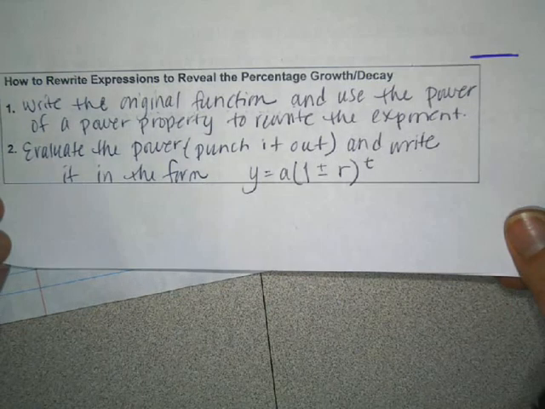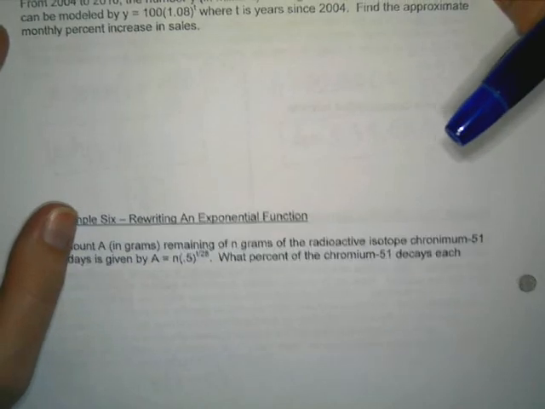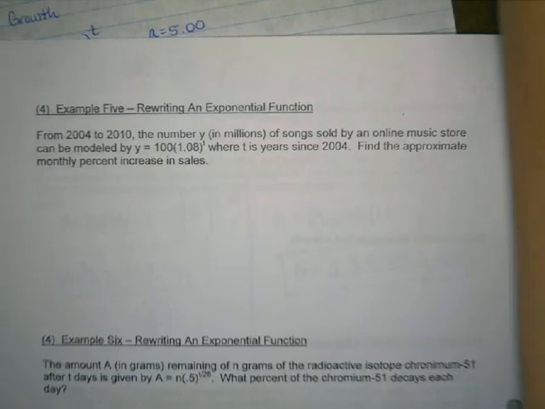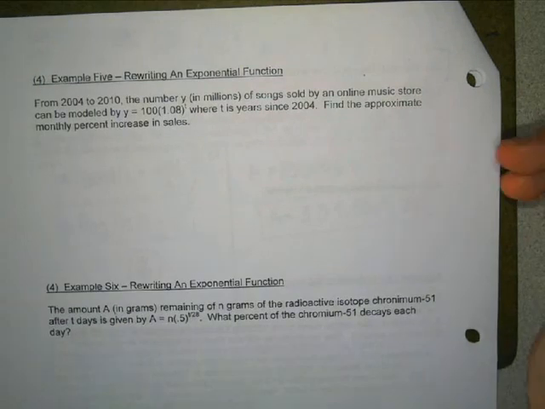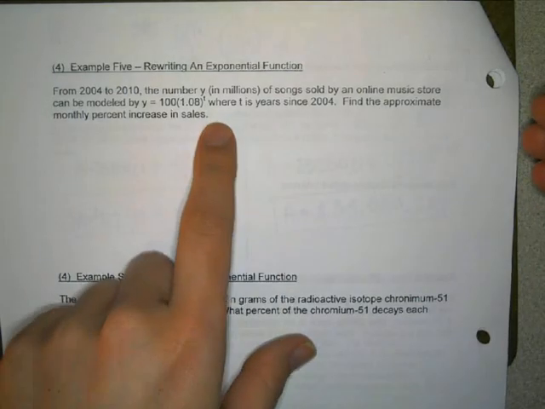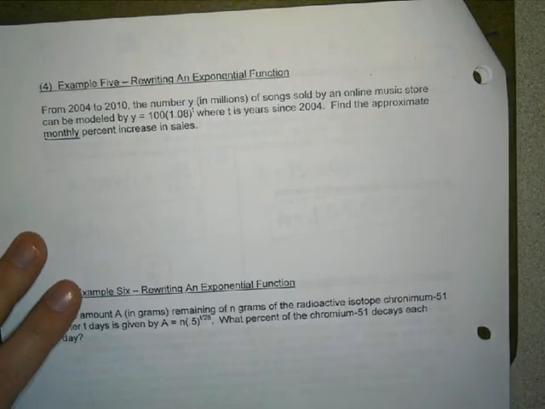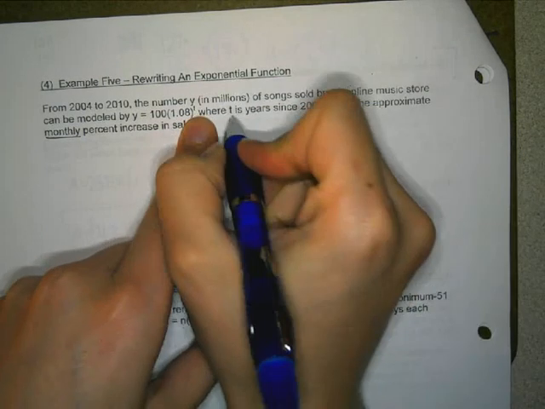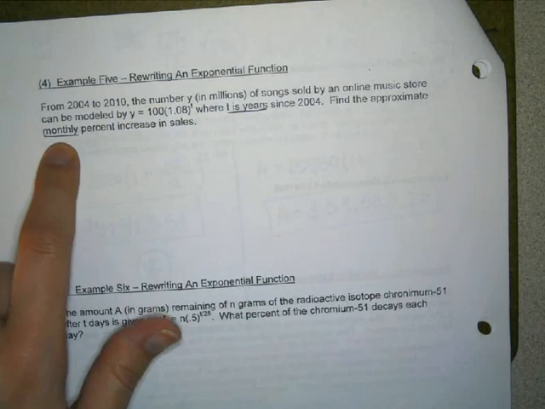We're going to look at some specific examples here. So I can flip. First one, rewrite an exponential function. From 2004 to 2010, the number y in millions of songs sold by an online music store can be modeled by that function, where t is years since 2004. Find the approximate monthly percent increase in sales.